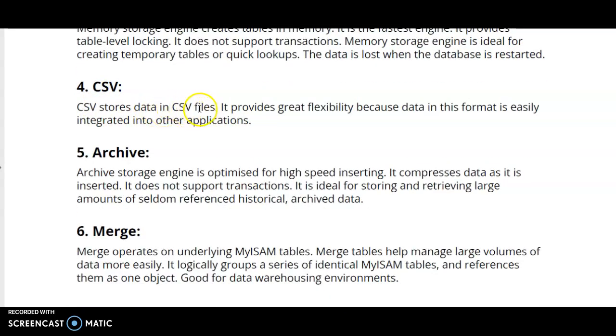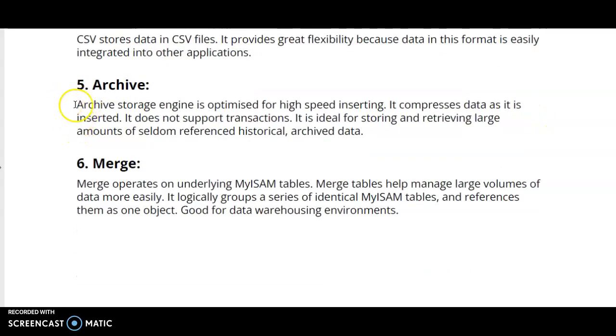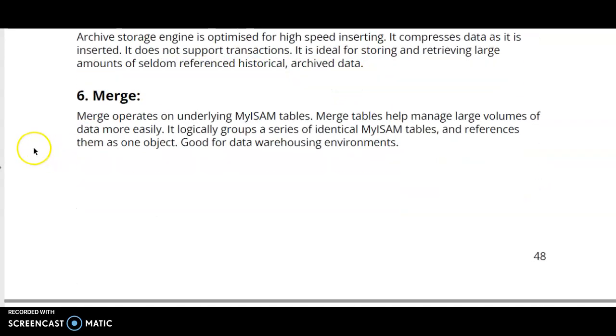CSV stores data in a CSV file. It provides great flexibility because the data format is easily integrated into other applications. Next is Archive. The Archive storage engine is optimized for high-speed inserting. It compresses data as it is inserted. It does not support transactions. It is ideal for storing and retrieving large amounts of seldom referenced historical archive data.